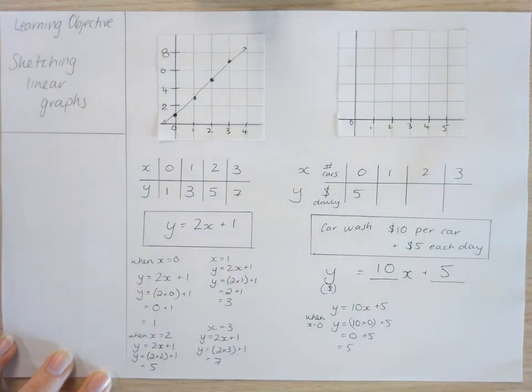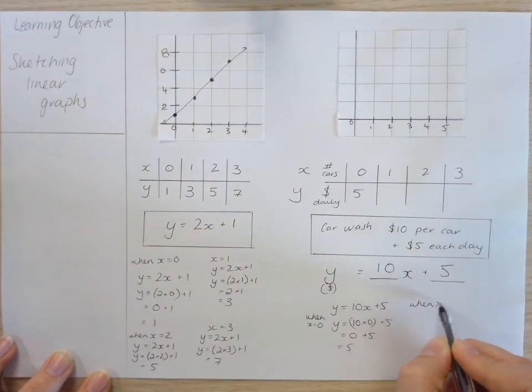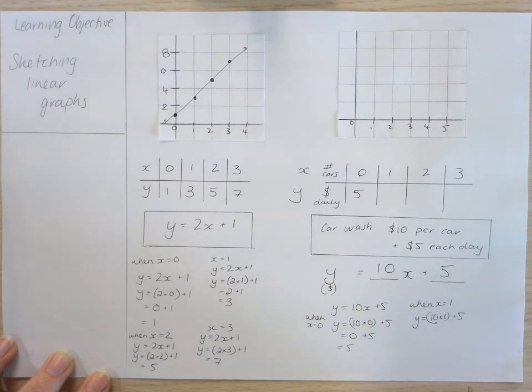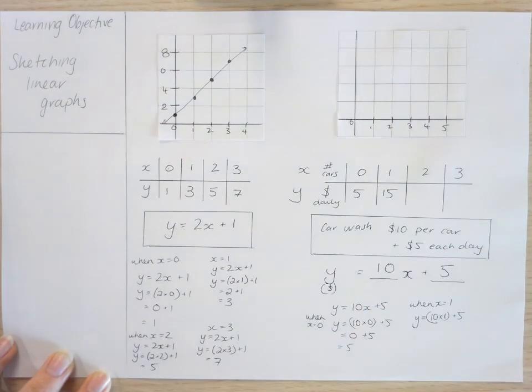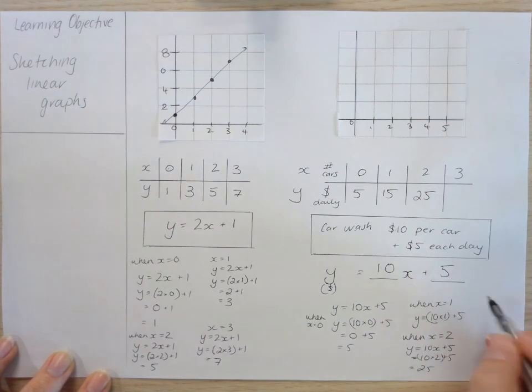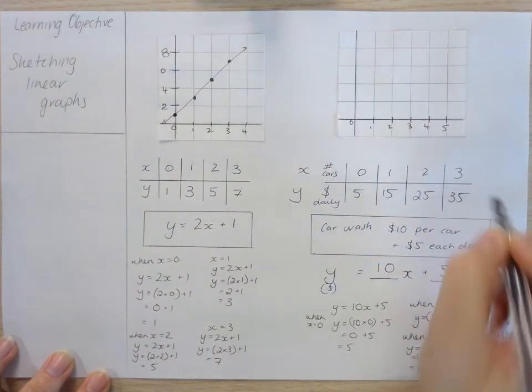So there's our 5. If I wash 1 car, then my amount I am going to earn is going to be 10 times 1, right? Plus our $5 for showing up, so that's going to be $15. We can see there's a pattern starting. When x equals 2, I've got y equals 10x plus 5 again, which is 10 times 2 this time, plus our $5, so 25. And we can keep going like that. When x equals 3, y equals 10x plus 5, which is 10 times 3 in this case, plus 5, which is 35. So that's how much money I'm going to make.